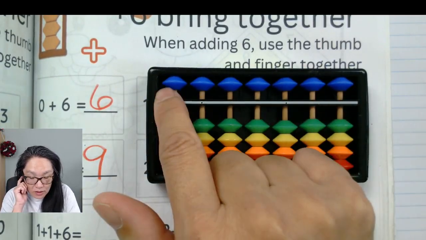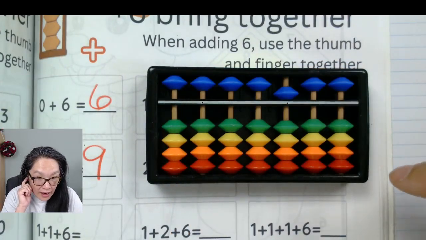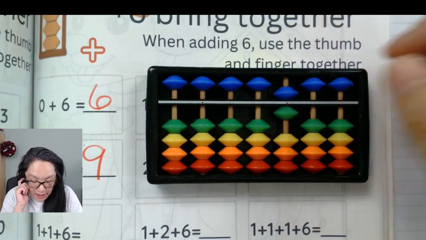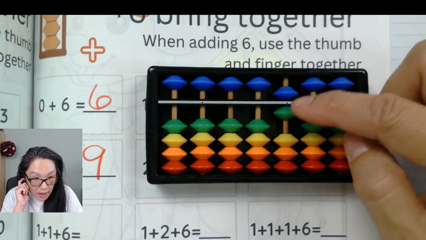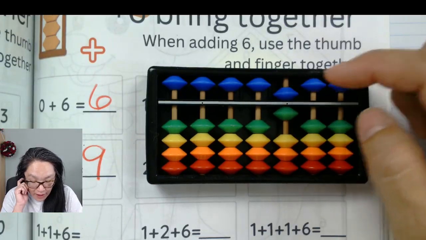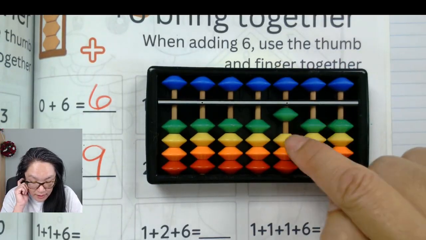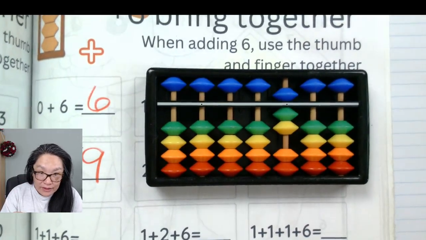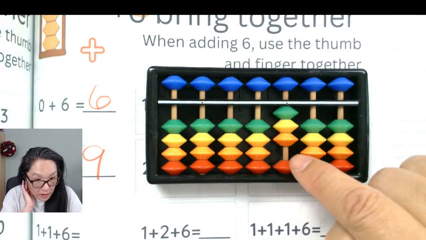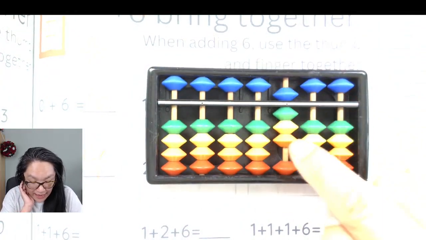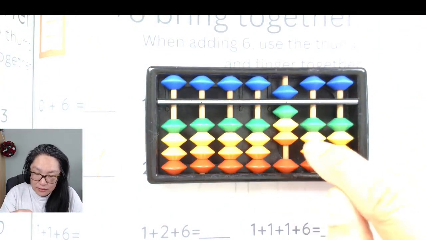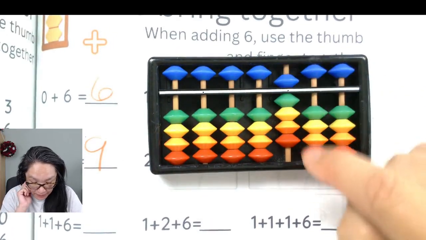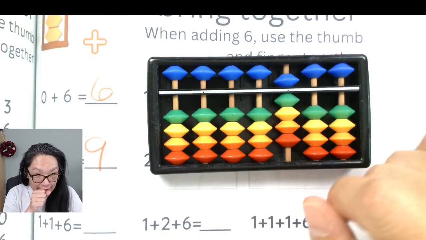Because this is 0, I can now add 5. The top bead will always be 5. So we have 5, we have 6, right? How do I know? Because we have 5 and we have 1 at the bottom. So we have 5 and 6. So notice this is 1. If I have 2 and I add the top bead, now we have 7. If I have 3 and I add the top bead, now we have 8. If I have 4 and I add the top bead, now we have 9.